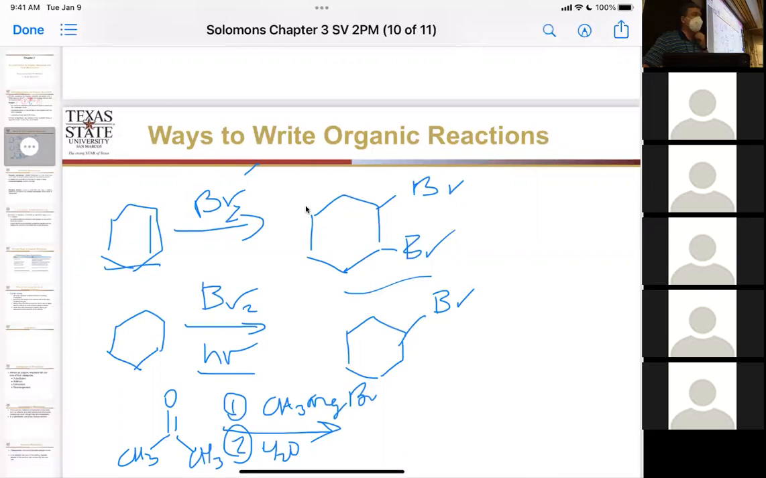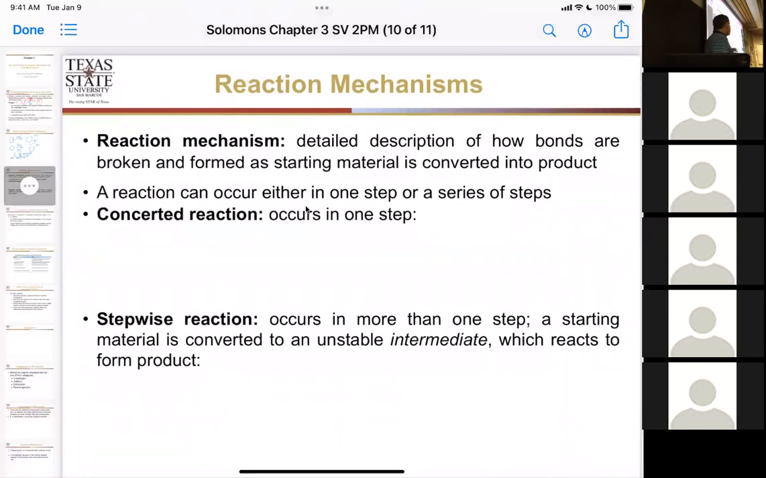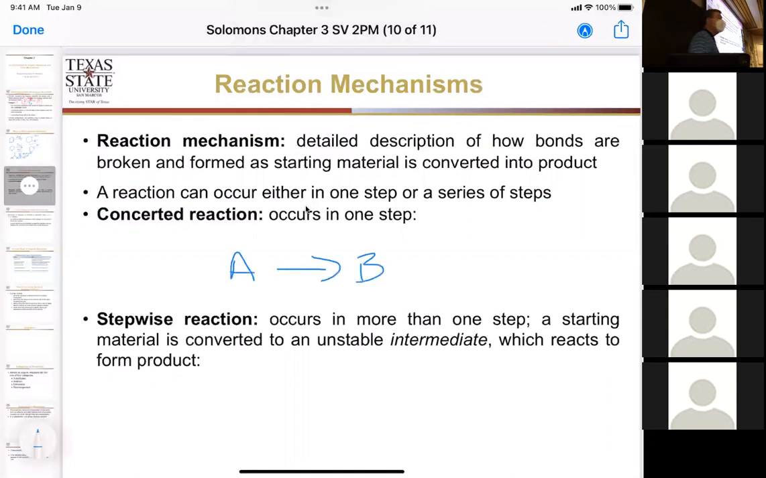Okay. So we're still trying to figure out how to write these things. In a reaction mechanism, we're trying to figure out how the bonds broke and formed to make our new thing, right? And we can do it in a couple different ways. We can have A going directly to B, happens all in one step. And we call that a concerted reaction. In concert, it happens all at once. We're making and breaking bonds all at the same time.